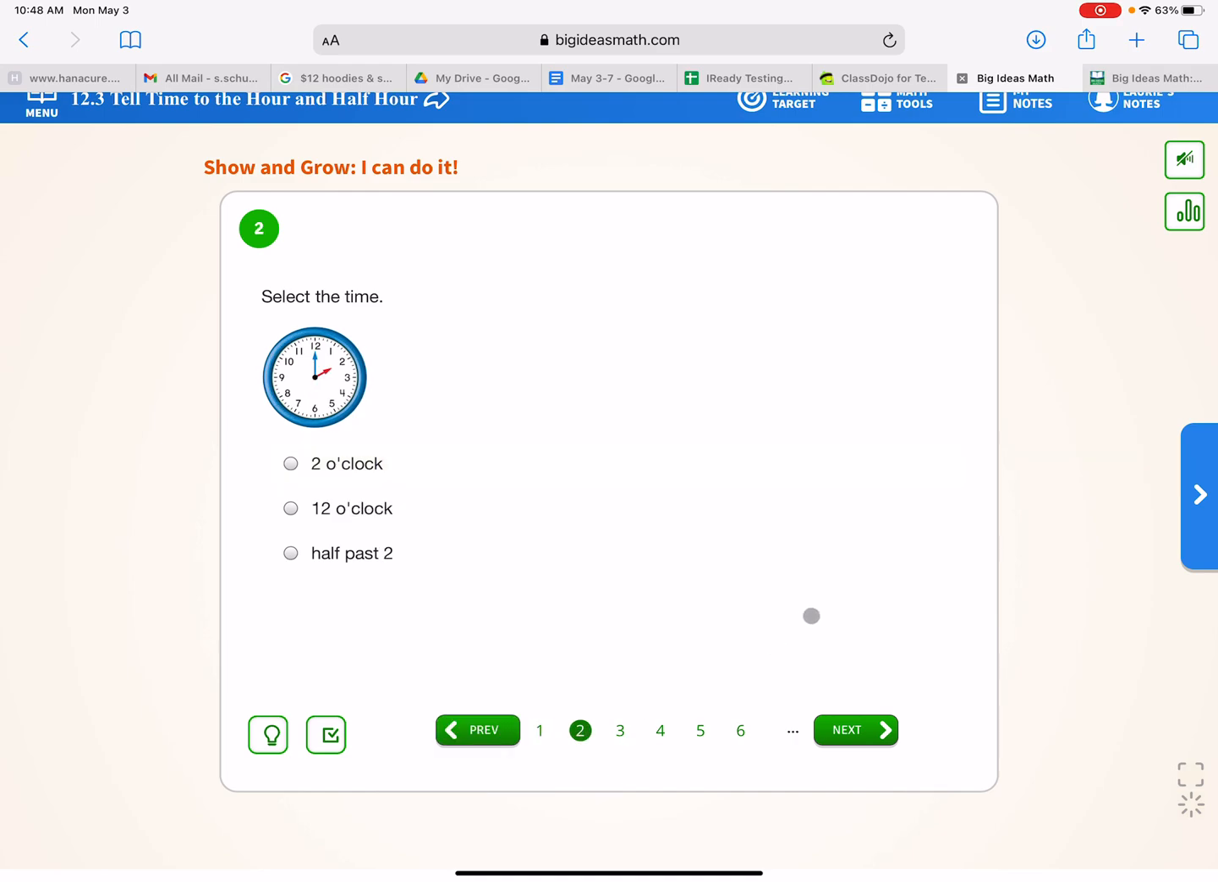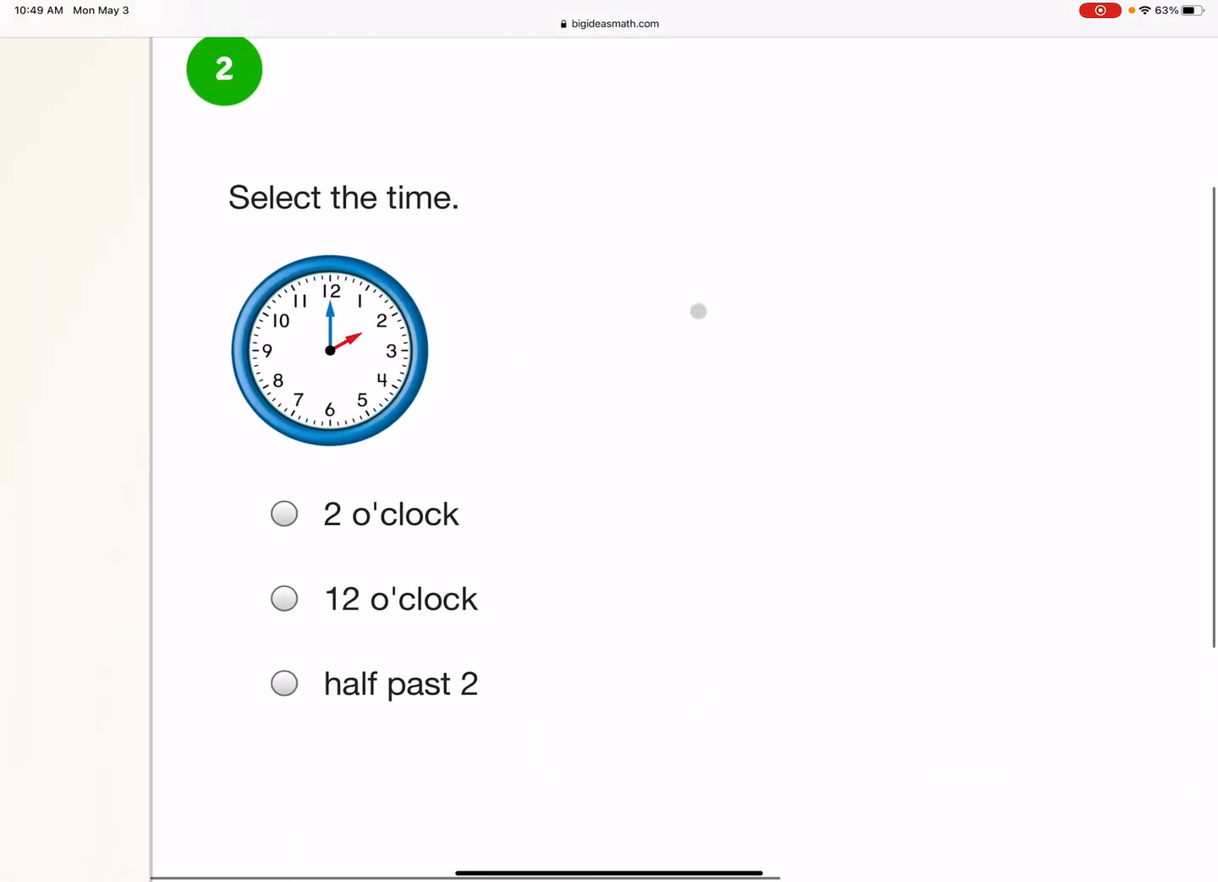So number 2, it's going to do the same format. So it's asking us whether this example is 2 o'clock, 12 o'clock, or half past 2. And we see, if we look, we know the blue hand is the hour hand because it's longer. Or sorry, the minute hand. And then the short red hand is the hour hand. There we go. See, Miss Schultz gets sometimes confused about the clock. But yeah, this clock is very hard to see. I'm going to zoom in.